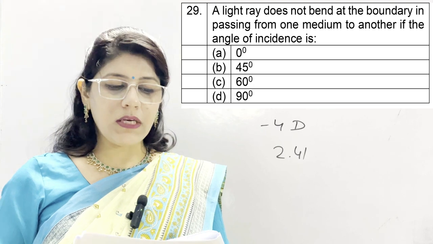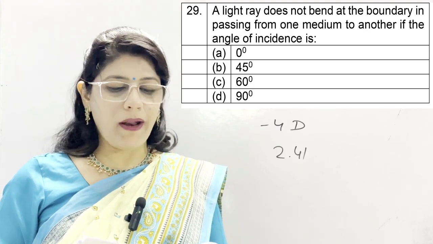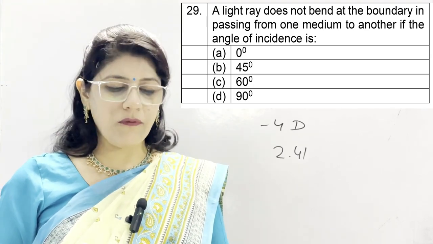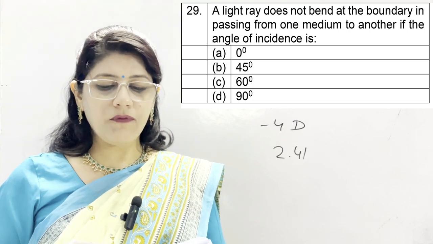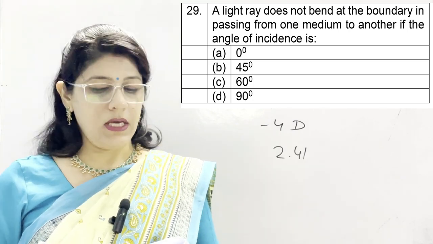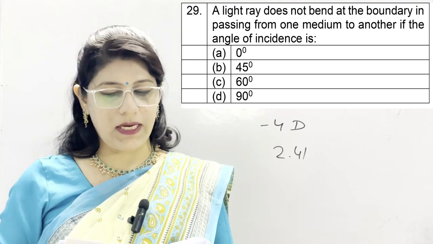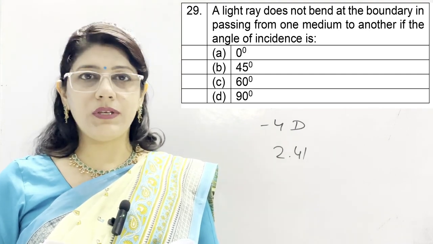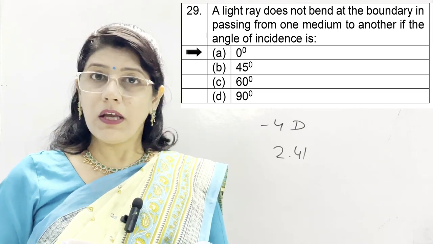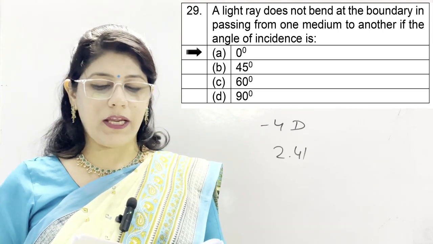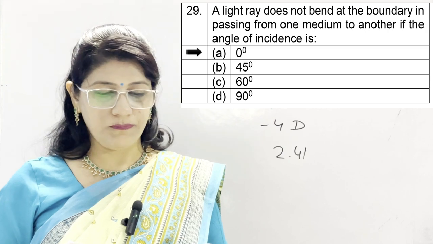It means light travels 2.41 times faster in air than in diamond. In question number 29, a light ray does not bend at the boundary in passing from one medium to another if the angle of incidence is: A option is 0 degree, B is 45, C is 60 and D is 90 degree. We know the angle of incidence is 0 degree, because only then there is no change in the direction of light after reflection.